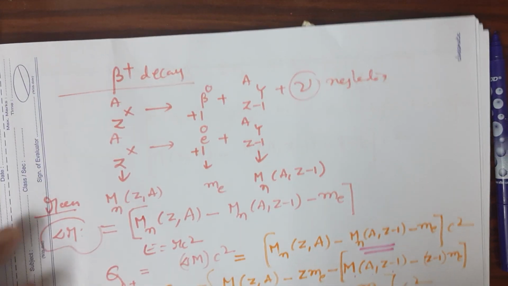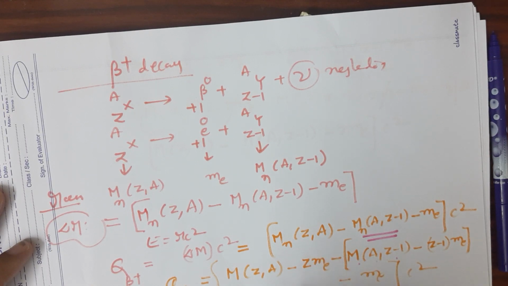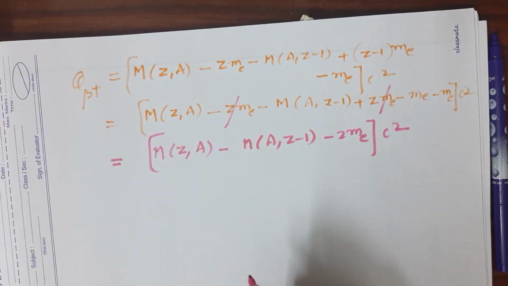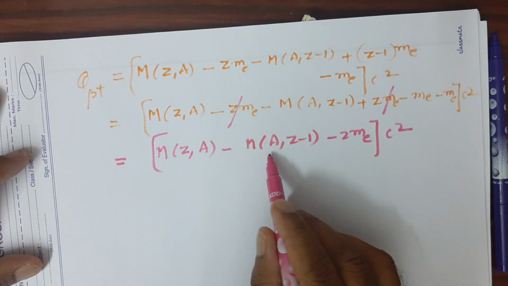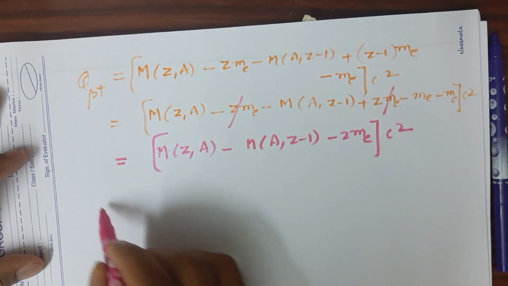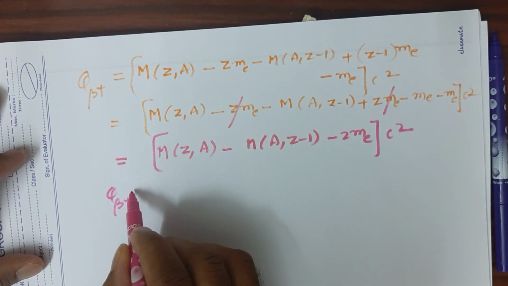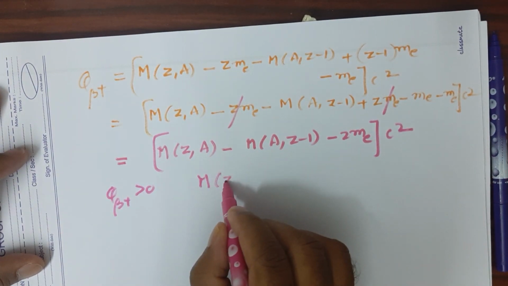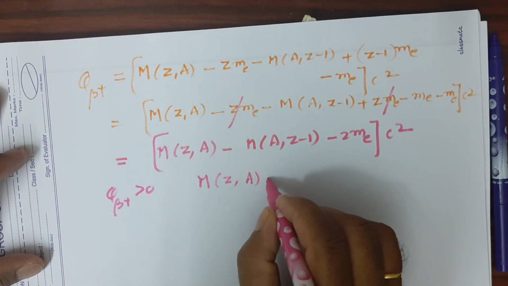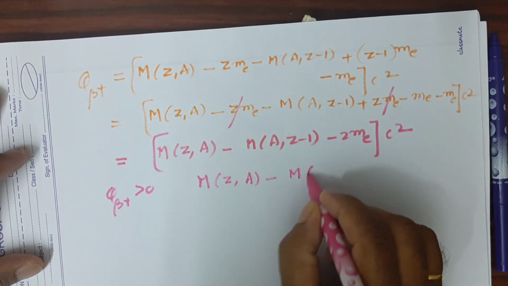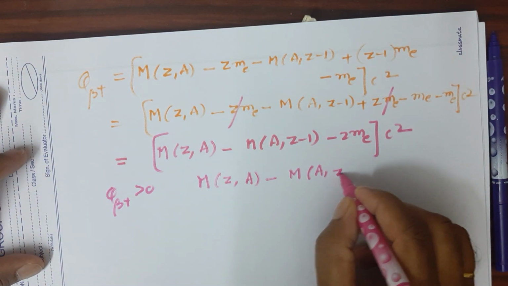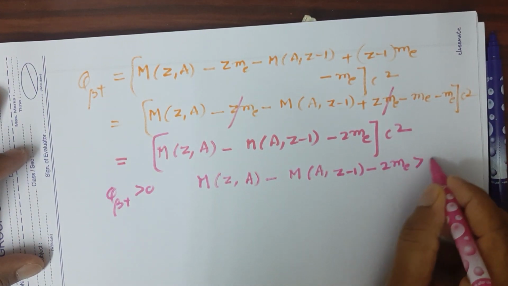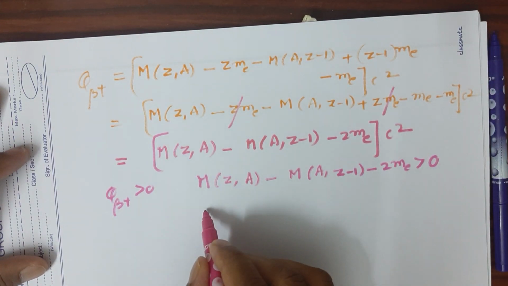So here we got Q beta plus equals M of Z A minus M of A Z minus 1, into this. So when Q beta plus is greater than 0, it is very clear that M of Z A minus M of A Z minus 1 minus 2Me is greater than 0.